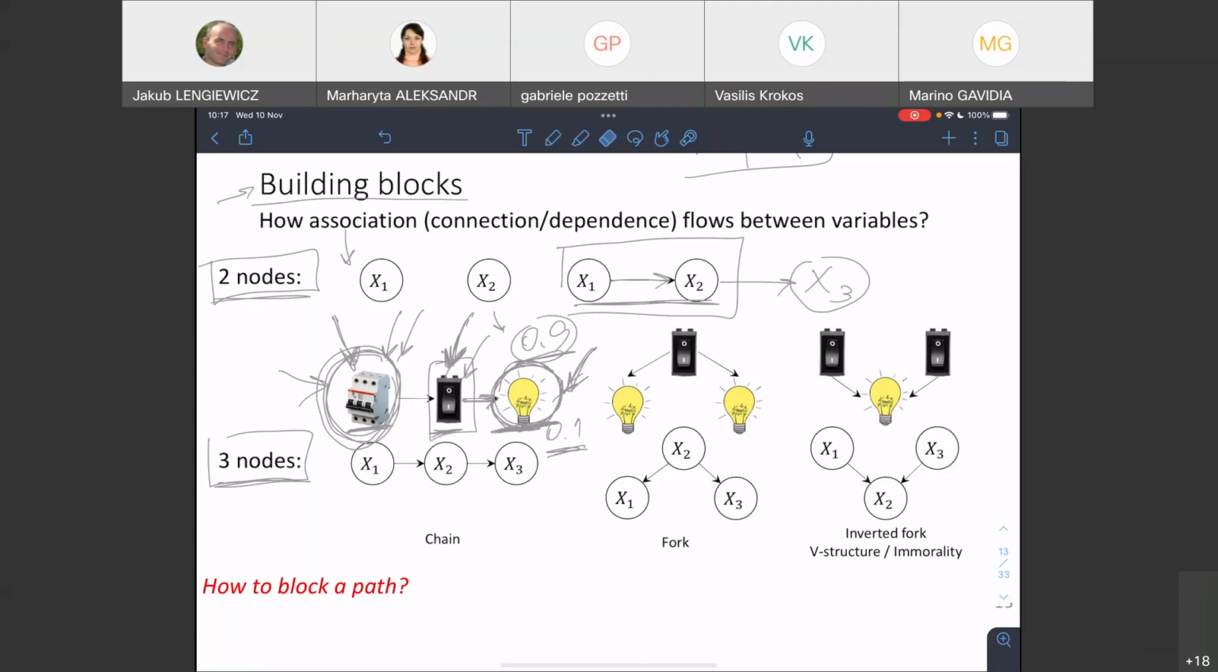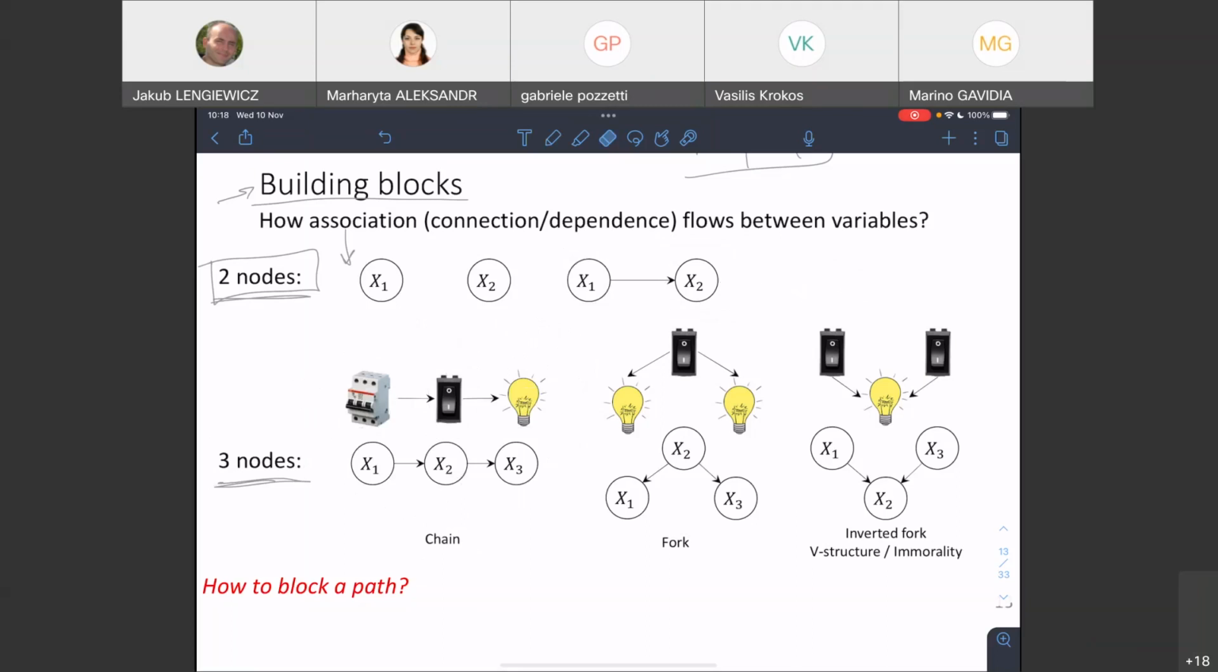Great, now let us move to the second possible structure. Now we'll add the third node like this, and then we'll have the structure known as fork. And why fork? Because visually it looks similar to this object, essentially. Again, the question is the following. Will we observe statistical association between x1 and x3 in our data set?